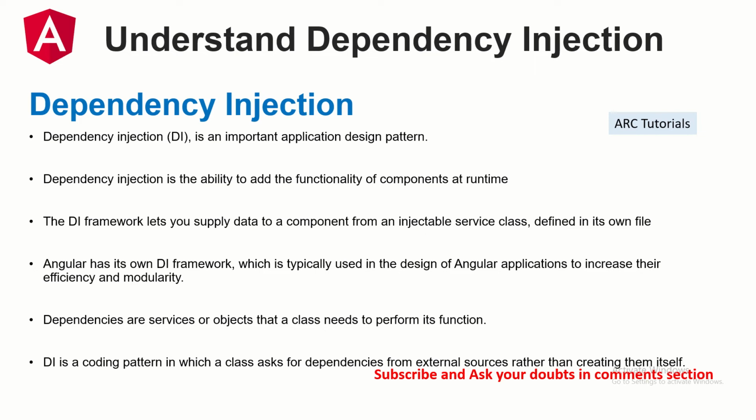Now Angular has its own DI framework internally, which is typically used in the design of Angular applications to increase efficiency and modularity. Now, what are the types of dependencies we have? Dependencies are something like services or objects of a particular class, which are also provided at runtime. Those are the two examples that you should give if you want to talk about dependencies for a component or Angular application. Now, DI is also a coding pattern in which a class will ask for dependencies from external sources rather than creating them itself.